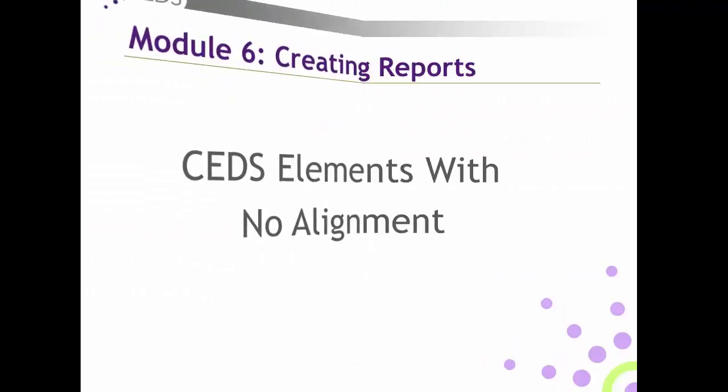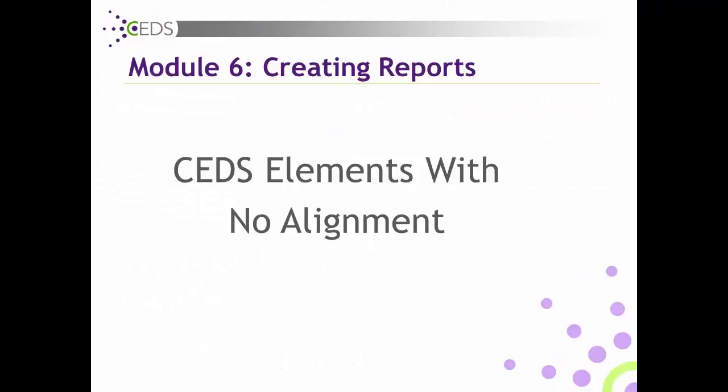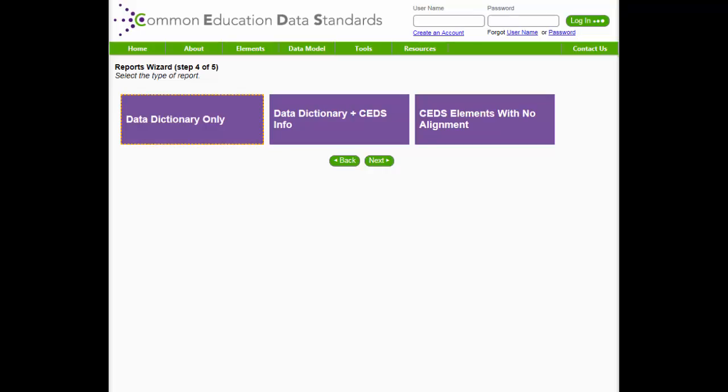We will now discuss the CES Elements with No Alignment report. The CES Elements with No Alignment report is a report of CES elements that were not aligned to the map. The system will base the report on the domain chosen in Step 1 of the report creation. If all domains are chosen, then it will display all CES elements. This report is an excellent method for verifying that you have completed your alignment.